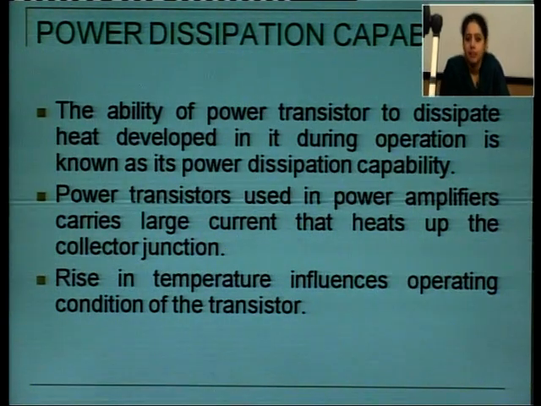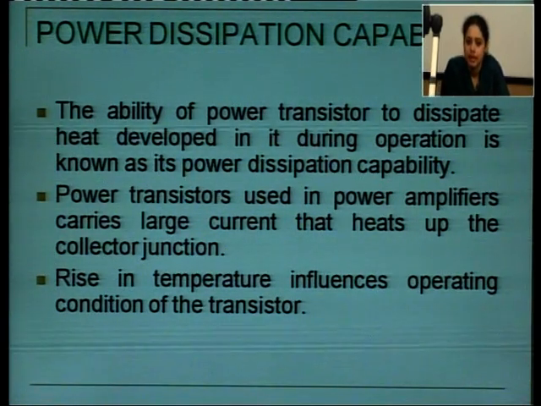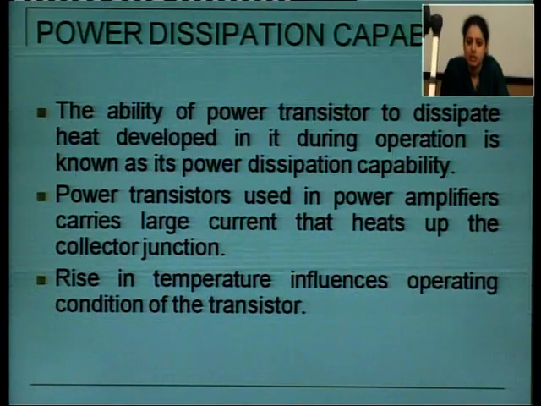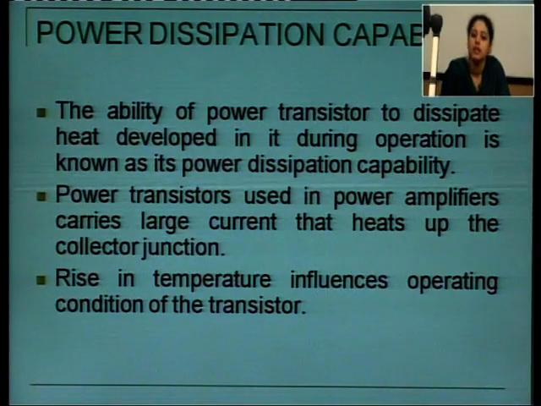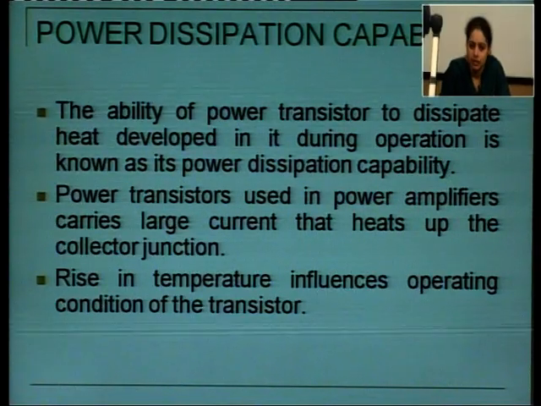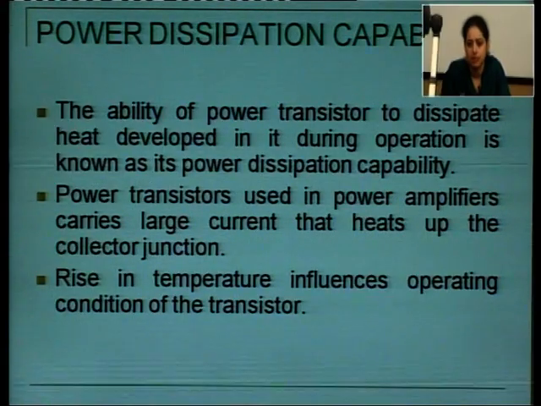The third performance parameter is the power dissipation capability. Dissipation is the loss of energy in the form of heat. Power dissipation means the ability of the power transistor to dissipate heat that is developed in it during operation. During the operation of your circuits, the power transistor dissipates some energy, that is, loss of energy occurs in the form of heat, which is known as power dissipation capability.